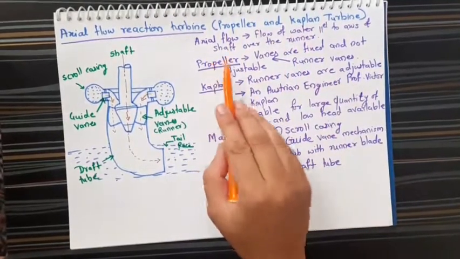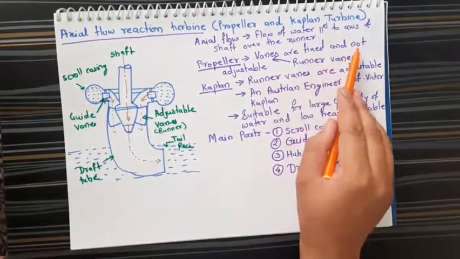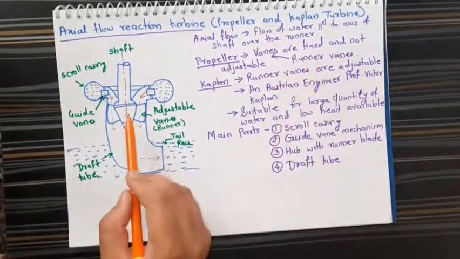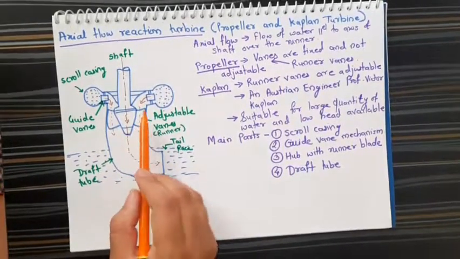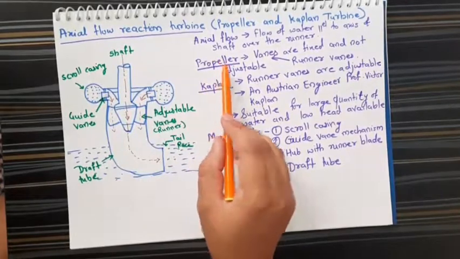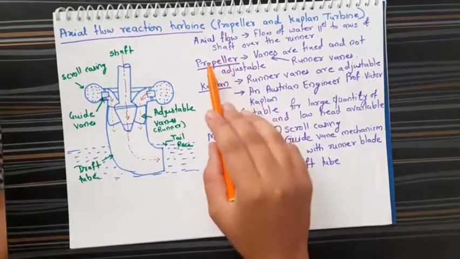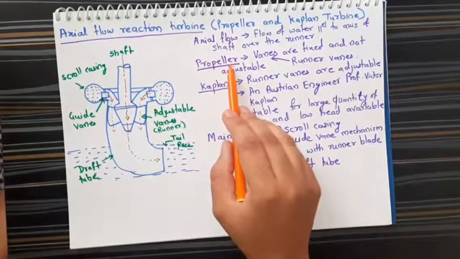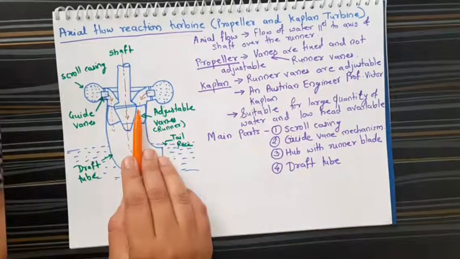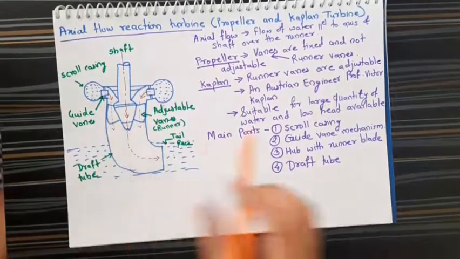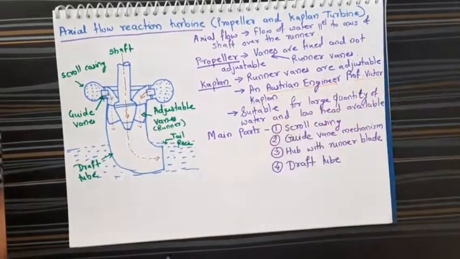So propeller is a turbine in which the runner vanes are fixed and they are not adjustable. These are the runner blades or runner vanes. These are not adjustable in case of the propeller turbine. Next one is a Kaplan turbine. Kaplan turbine is basically a modified version of a propeller turbine in which these runner vanes are adjustable, and it is named after an Australian engineer, Professor Victor Kaplan.